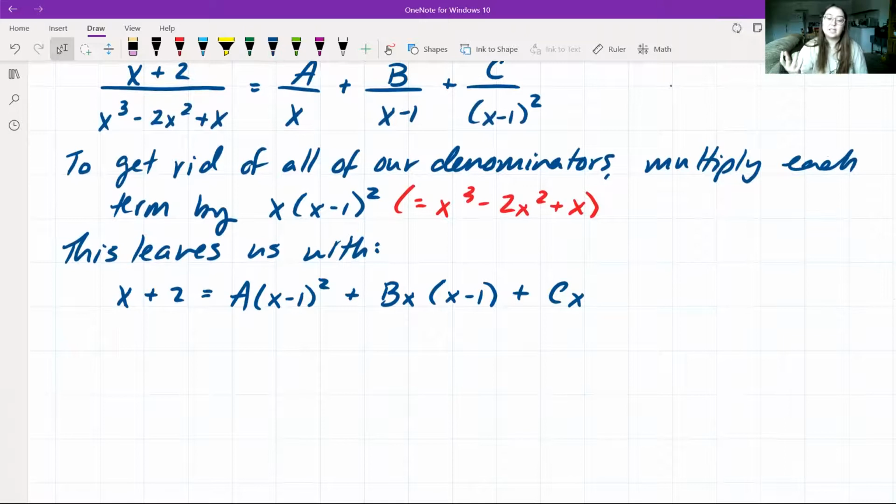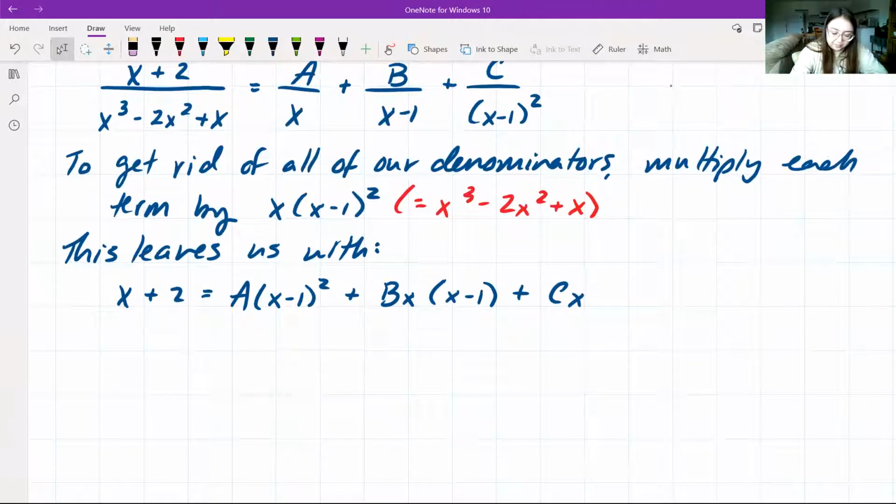So we get these values because we've multiplied each separate term by x times x minus 1 squared, and this is what we're left with now. Like we said before, we can either set up an identity, or we can just clear out fractions by strategically picking values of x, which is going to be easier. So let's go ahead and do that.